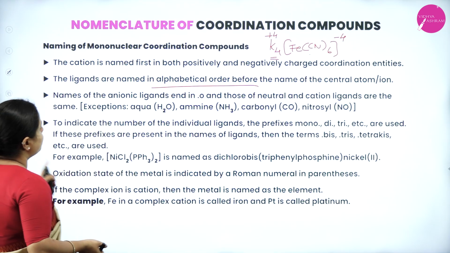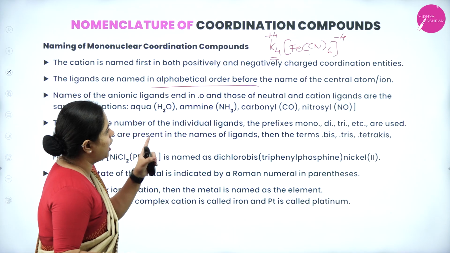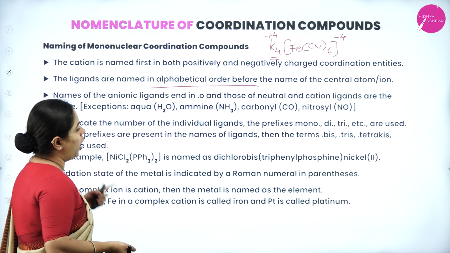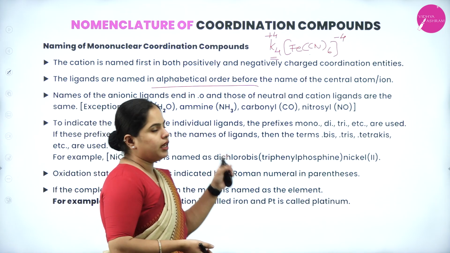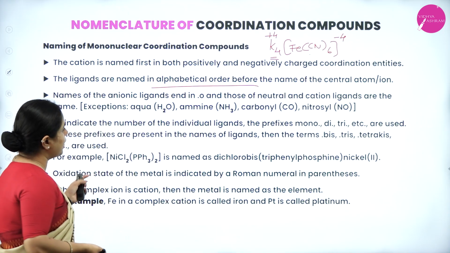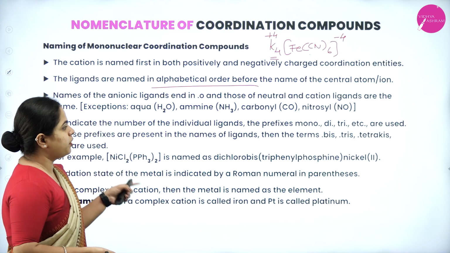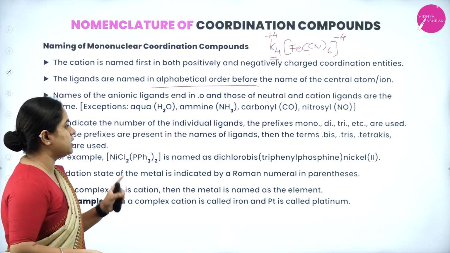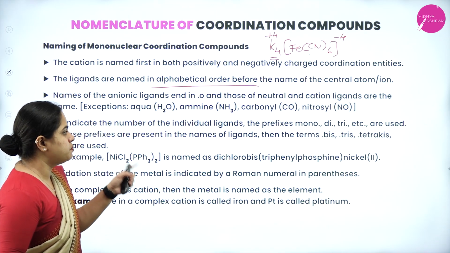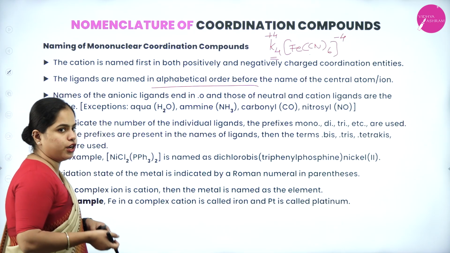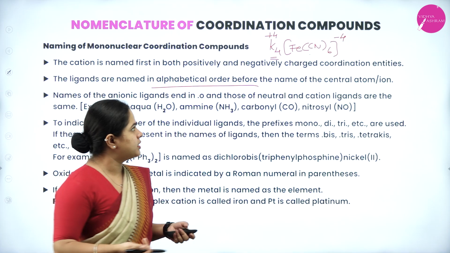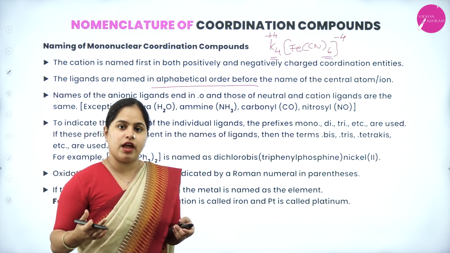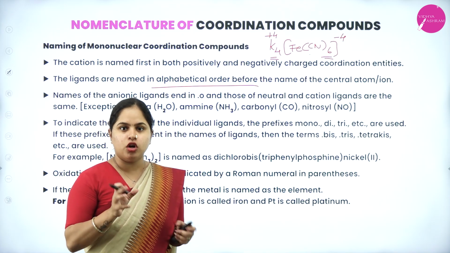Clear? Now, names of anionic ligands end in -o, and those of neutral and cationic ligands are the same. Exceptions: aqua, amine, carbonyl, nitrosyl. The next one is to indicate the number of individual ligands, the prefixes mono, di, tri, etc. are used. If these prefixes are present in the names of the ligand, then the terms bis, tris, tetrakis, etc. are used. So for example, if you are having 6 cyano groups here, what do we have to write? It is hexacyano, not just cyano.